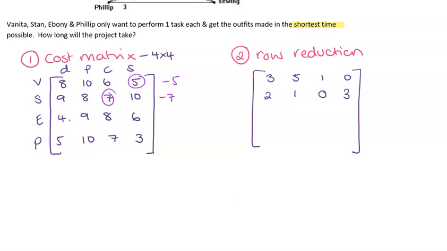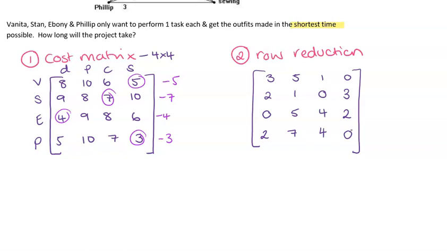Looking at Ebony, her shortest time is 4. So we're going to subtract 4 from everything in that row. So that makes her values 0, 5, 4, and 2. And finally, Philip, his shortest time is 3. So we'll subtract 3 from everything in that row. Makes his values 2, 7, 4, and 0.